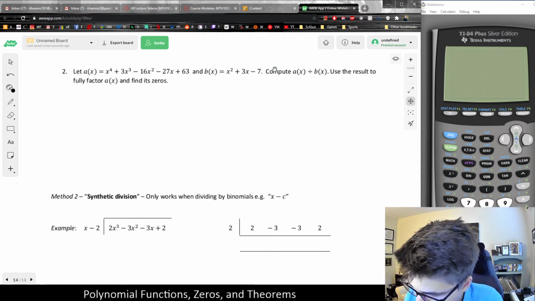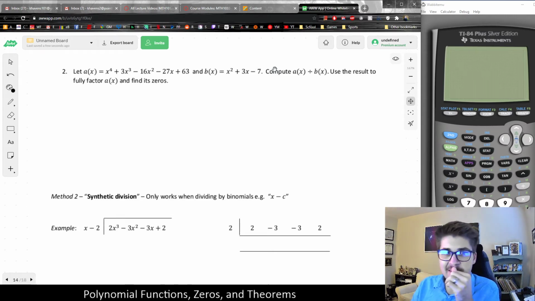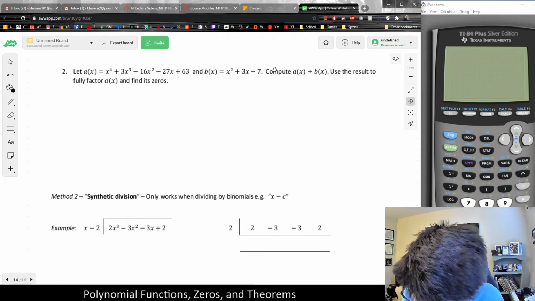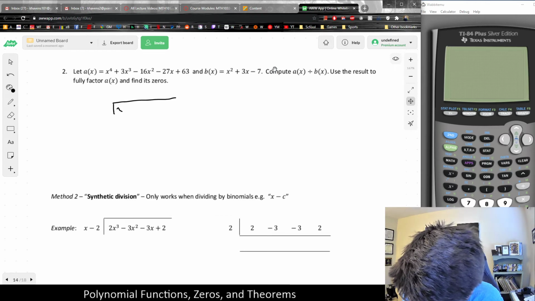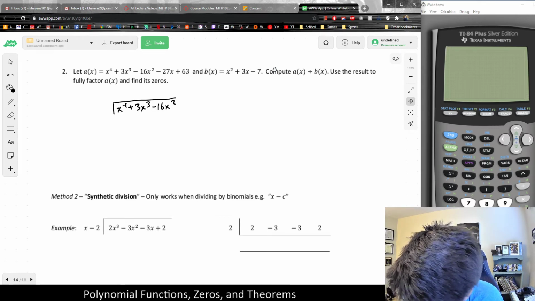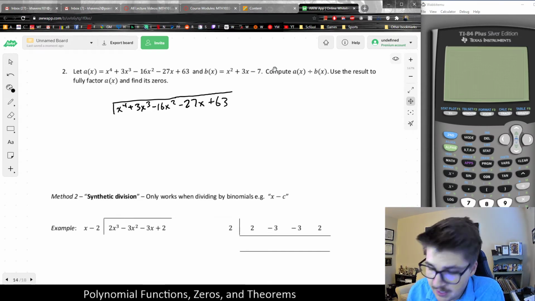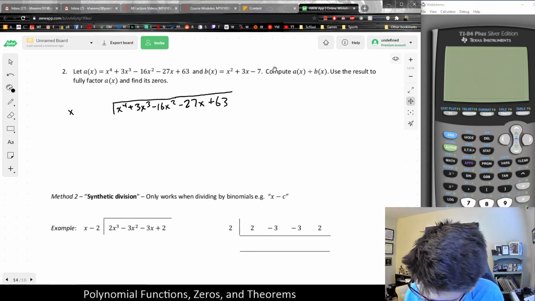And your homework from the first couple chapters of polynomials is going to be identifying stuff like intercepts, figuring out properties of the graph, doing division, and starting off with basic skills. But here, I'm going to go ahead and write out x to the fourth plus 3x cubed minus 16x squared minus 27x plus 63. And then on the left-hand side, I'm going to put what I'm dividing by.